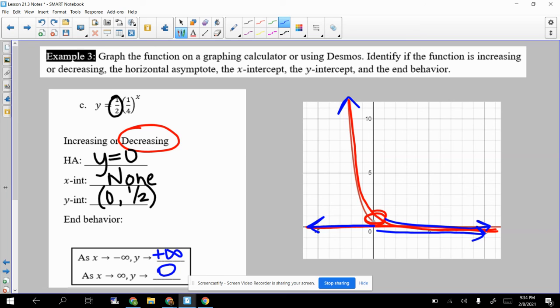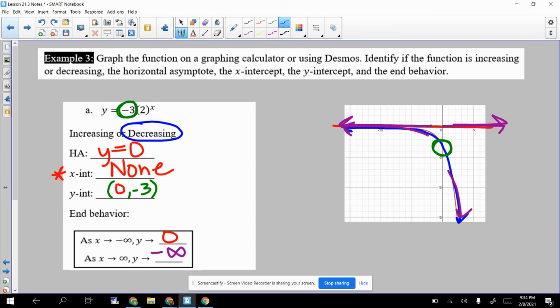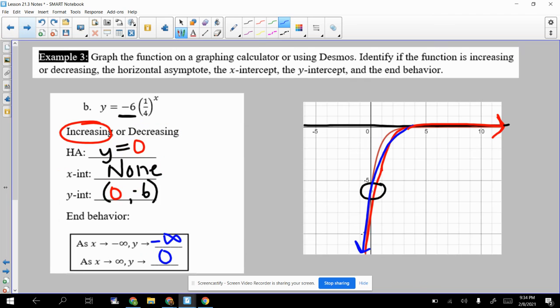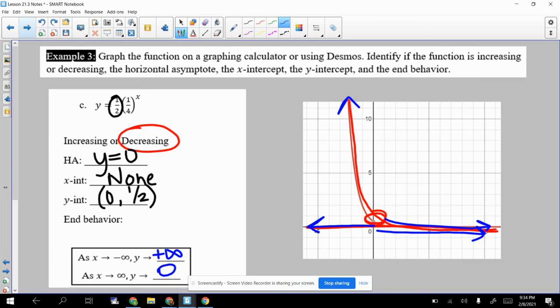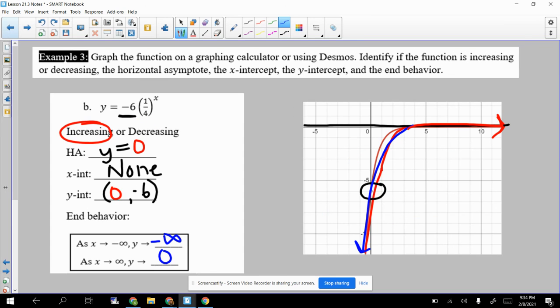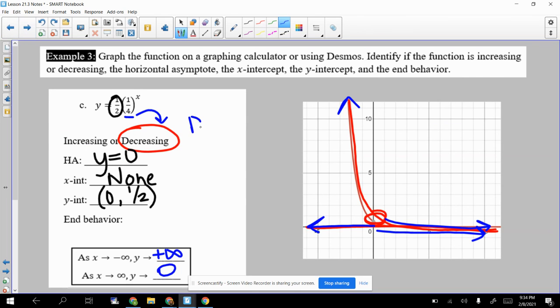Also notice on these three, from what we did in class the other day, when we look at that 1/4, we know that that's a number between 0 and 1, so that should be decreasing, right? We talked about that. It should be decay, which would mean that it's decreasing. That's what we talked about in yesterday's video and in class.